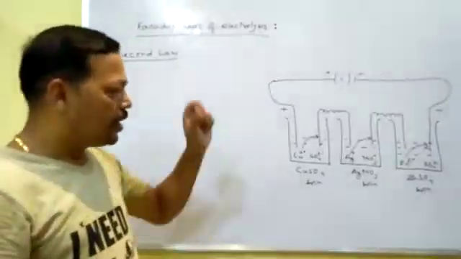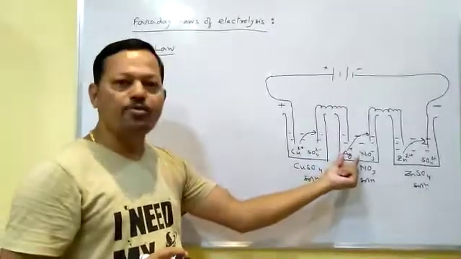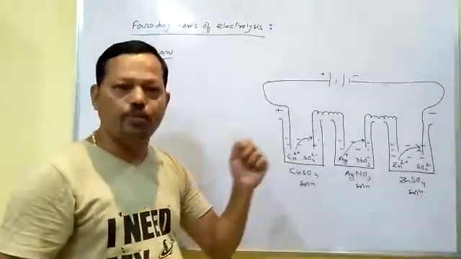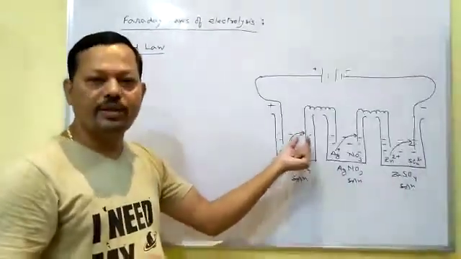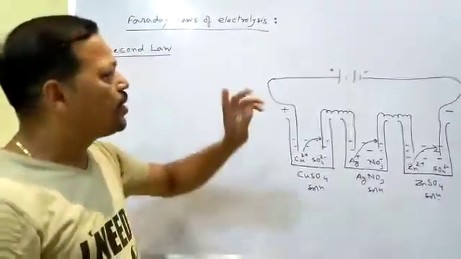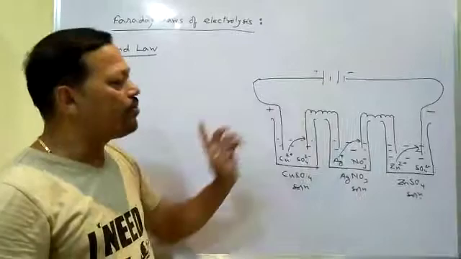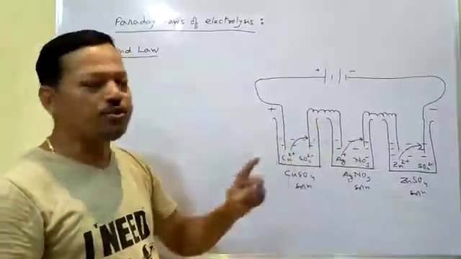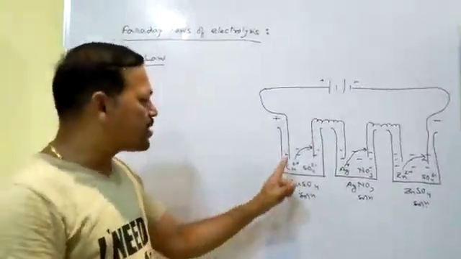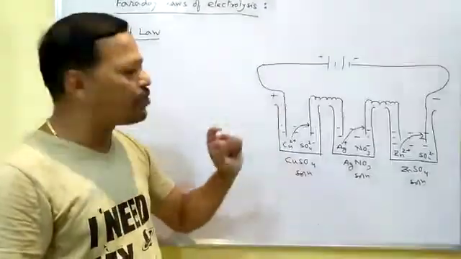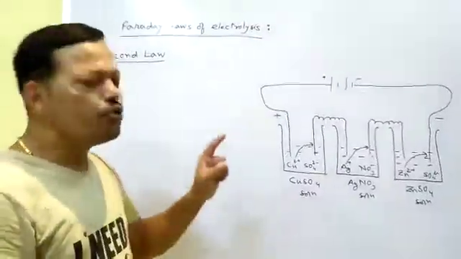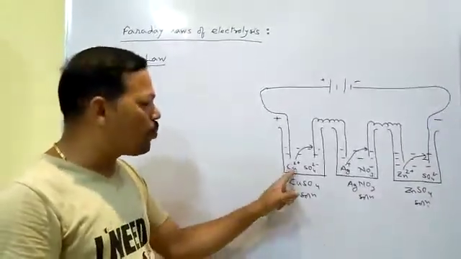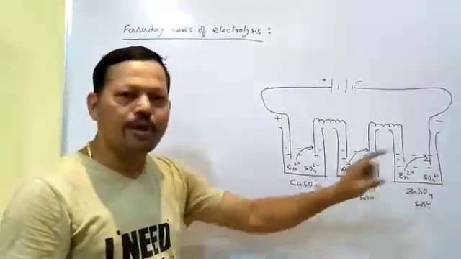I mean, if the equivalent mass of silver is more, silver will deposit more. If the equivalent mass of copper is less, copper will deposit less. That means, if you pass the same amount of electricity through different solutions connected in series, the substance deposited at the electrode is directly proportional to their equivalent masses. Do you know how to determine the equivalent mass of copper, silver, zinc?